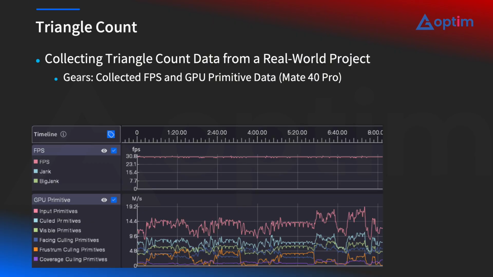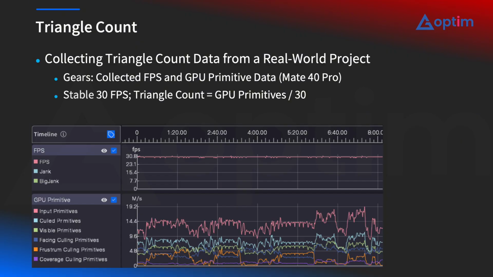In Gears, we can collect GPU primitive data, which represents triangle-related metrics. A key metric here is input primitive, which refers to the number of triangles submitted from the CPU to the GPU. One important point during data collection is that GPU primitive is measured on a per-second basis. In our tests, we use devices with Mali GPUs, such as the Mate 40 Pro, for data capture. There is a key technique here.